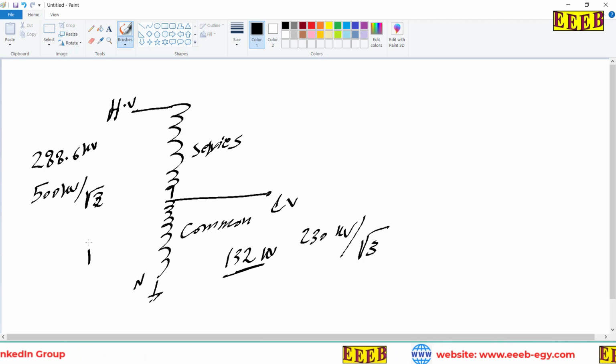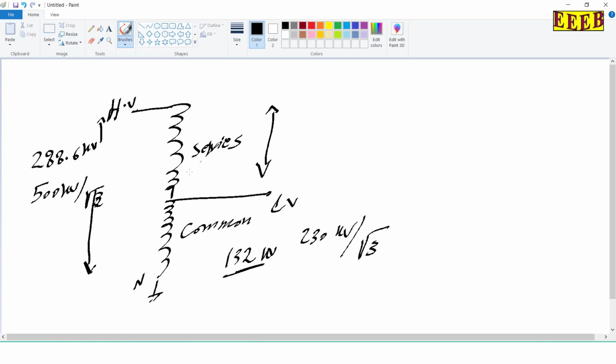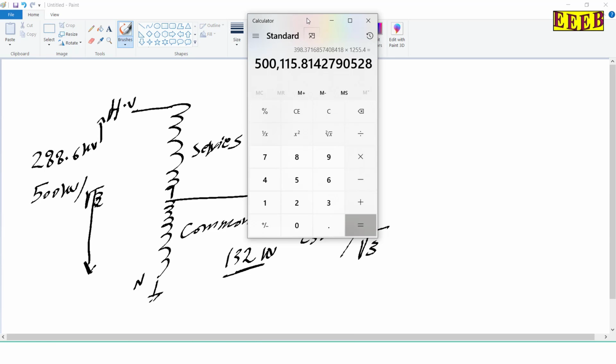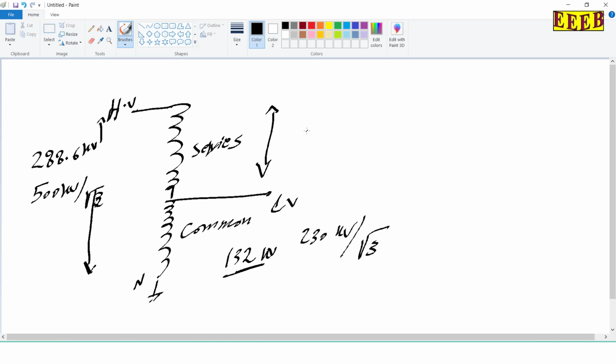The total high voltage winding from here to here is 288.6 kV. So what is the voltage for the series winding? We can calculate it: 288.6 minus 132, so the series winding will have 156 kV. The summation of the series winding and the common winding gives the high voltage winding. This is how the auto transformer connects inside.